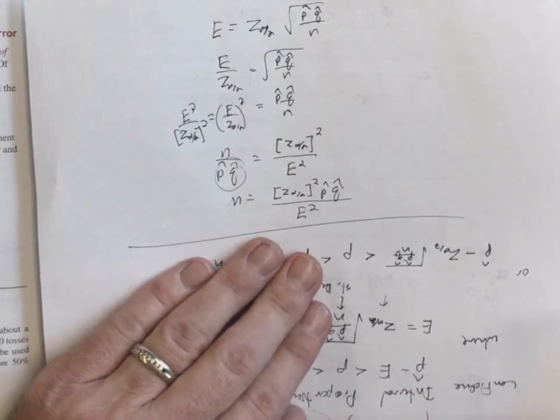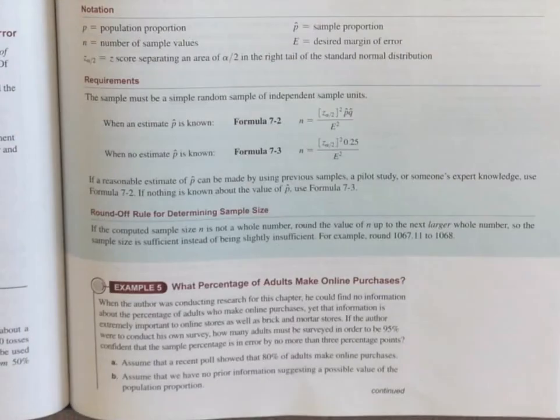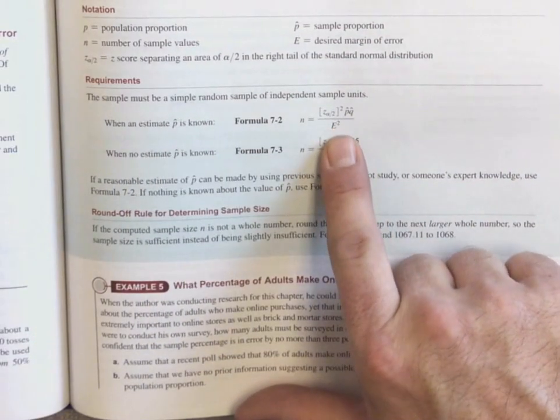Now you don't have to memorize it because they have it for you, okay? Remember, it's in that piece of paper that you guys are allowed to have. So there's two different ones that we know. If p hat is known, we use this formula.